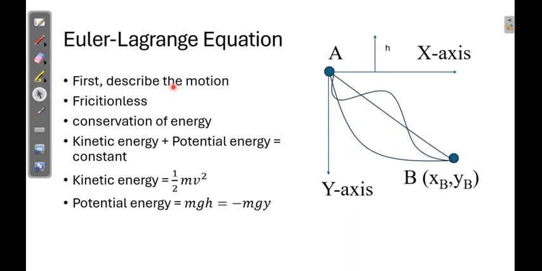First of all, we need to describe the motion. The motion is frictionless, hence we can use the principle of conservation of energy: the kinetic energy plus the potential energy is equal to a constant. The kinetic energy is half mv squared and the potential energy is equal to mgh. Please remember that h must be positive upwards, and since we are selecting the y-axis to be directed downwards, then y is simply equal to negative h, or h is equal to negative y. That's why the potential energy will be equal to negative mgy.